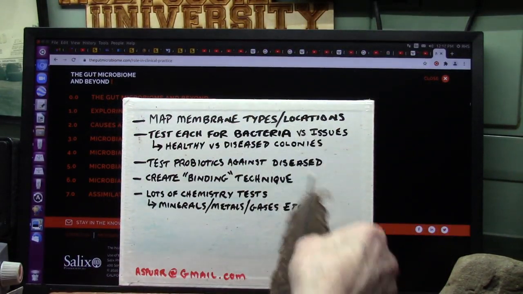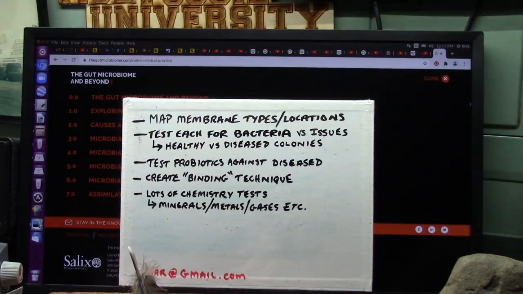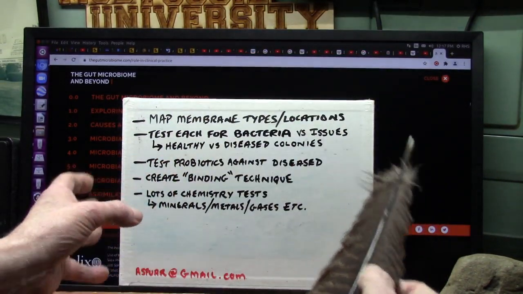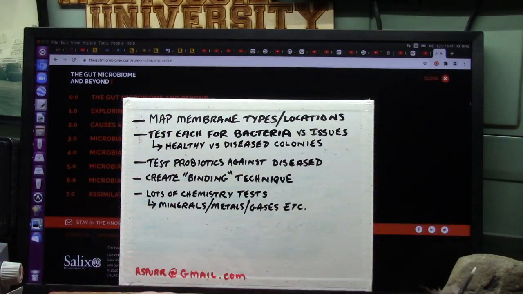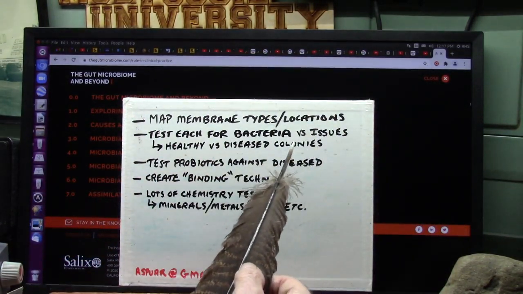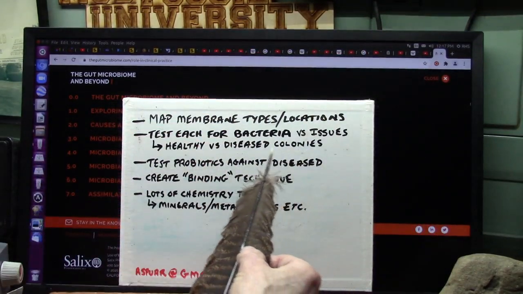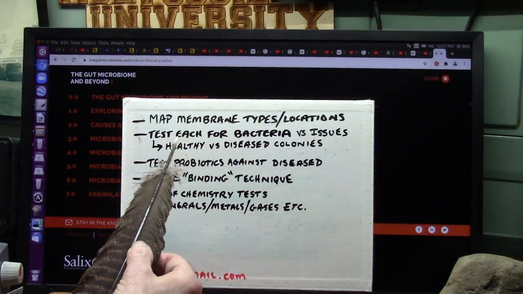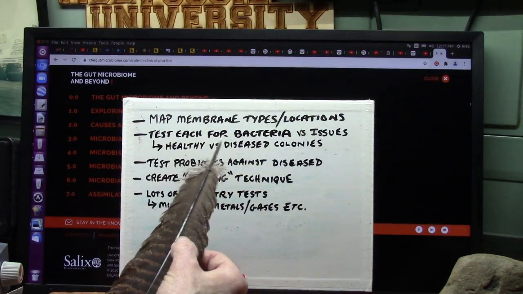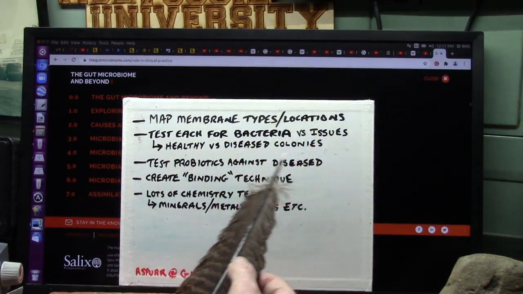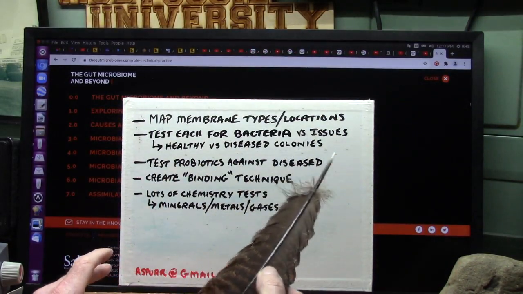If lymph nodes get involved, well, it could be anywhere in the body that another one gets involved, because they're supposed to handle all the breakdown products. If one doesn't have the bacteria, it's unlikely the other ones do. So we need to figure out where these colonies live. And then we have to test each one of these membrane areas for what bacteria are in the good, healthy people and the diseased ones.